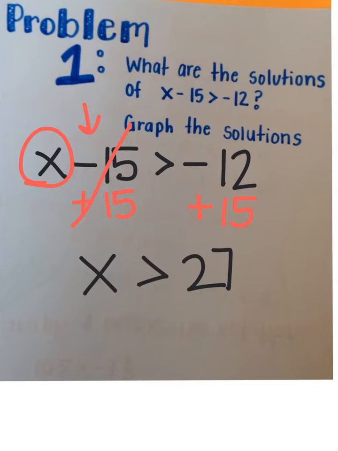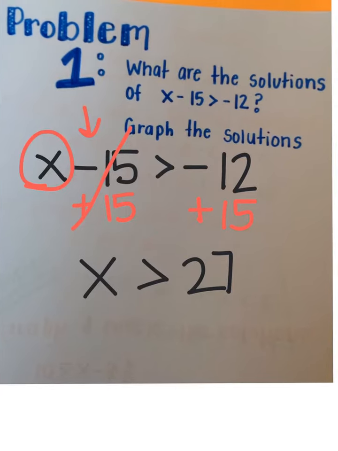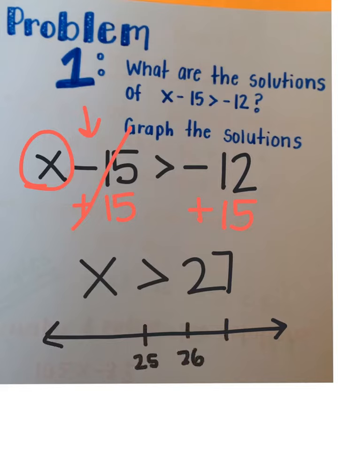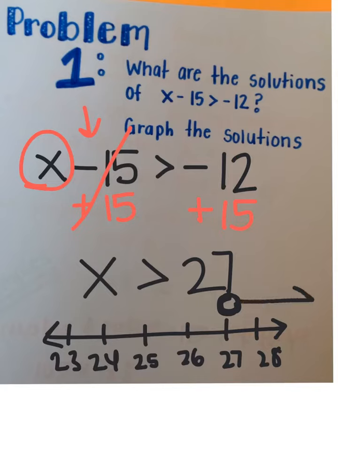Now I need to graph it. I'm going to start with my number line, and I'll put 25, 26, 27, 28, and 24, 23. If X is greater than 27, I'm going to have an open circle above 27, and because it's greater than, I'm going to go to the right on the number line. So that's how we would use addition to find the solutions of the inequality and graph it as well.